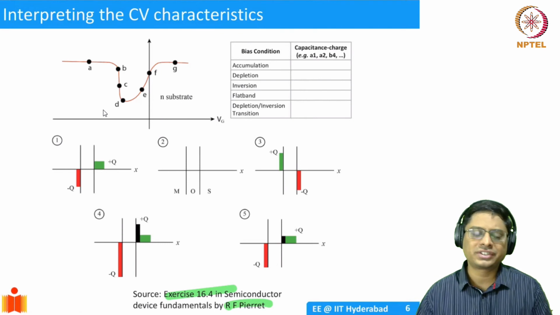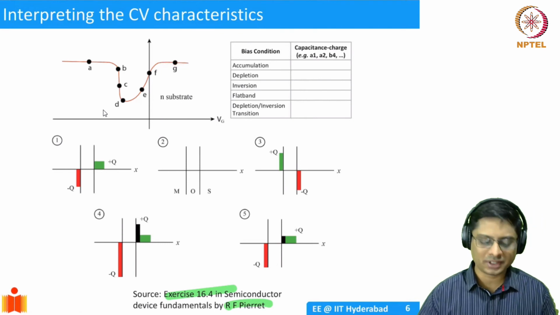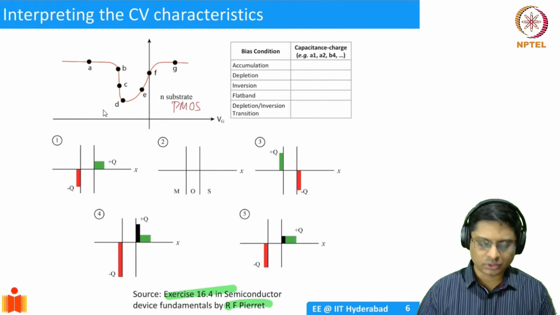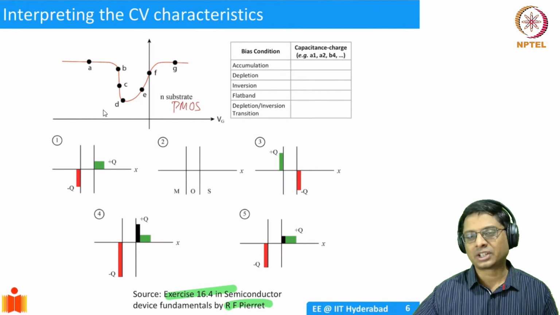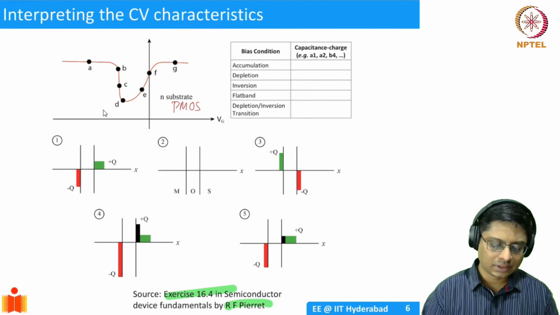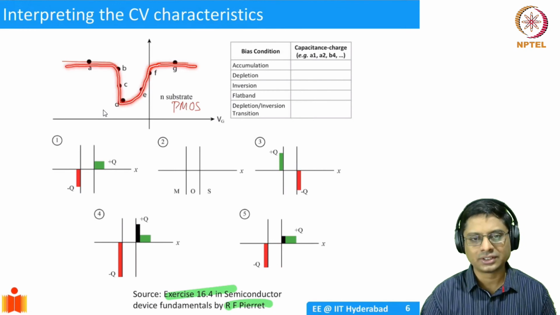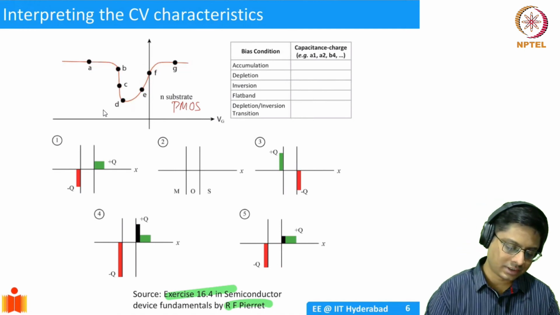Essentially here the CV is shown on the top. If you have an N substrate, a PMOS, when you apply a positive voltage, what happens? You'll accumulate electrons at the interface. So you have accumulation, and as you apply more and more negative voltages, you'll go into flat band, depletion, and then finally inversion, like this. This is my LFCV. This is definitely LFCV.